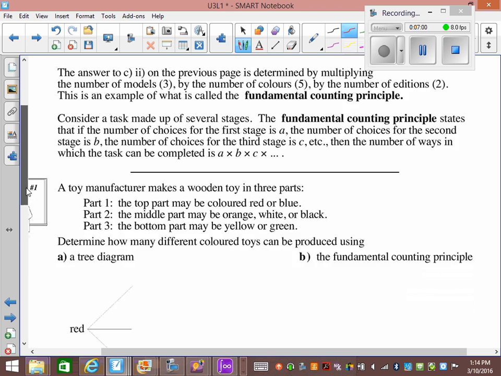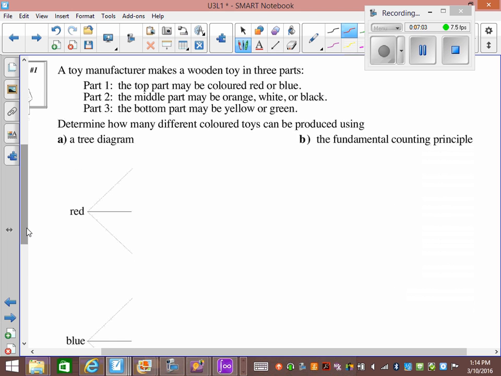So we're going to look at this example. A toy manufacturer makes wooden toys in 3 parts. Part 1 is the top part of it. It may be colored red or blue. Now, can we have a toy that can't have that top part? No, we have to pick either red or blue. We have to. That's first stage.